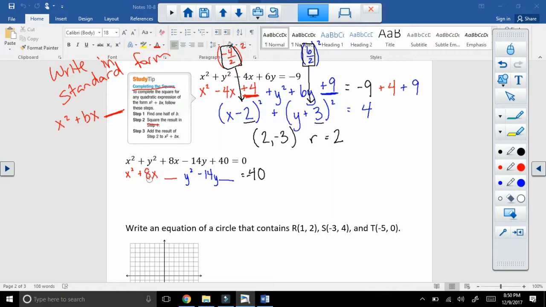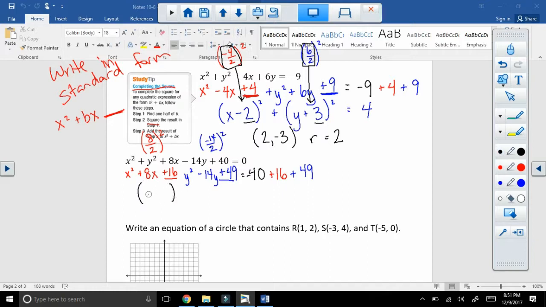Okay, so half of b, so 8 divided by 2 is 4, and 4 squared is 16. So I'm going to add 16 to that side. I add 16 to this side. For this term, it's negative 14. Half of that is negative 7. When you square it, you get 49. So I'm going to add 49 to each side.